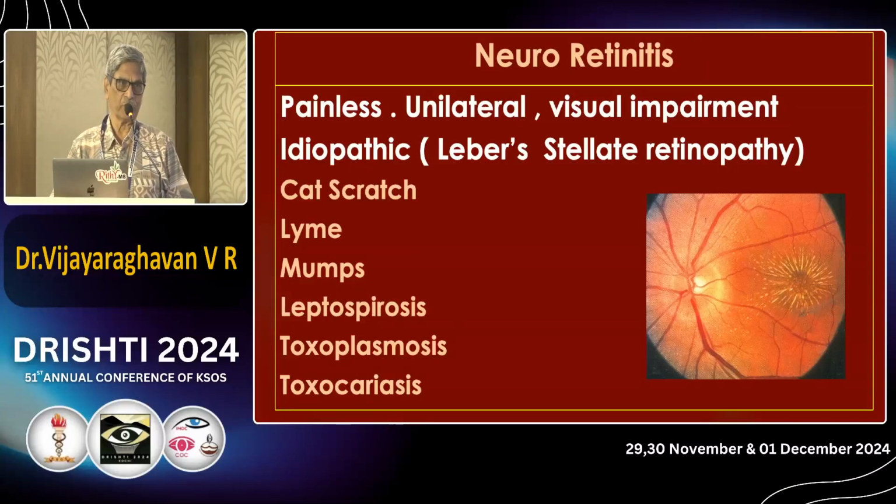Neuroretinitis, I already told you, never say the answer is demyelinating problem, you should not say that. Whereas other conditions like cat scratch, Lyme disease, mumps can produce neuroretinitis. Never forget that.